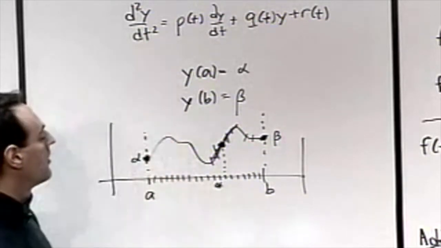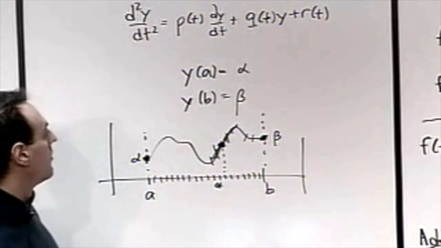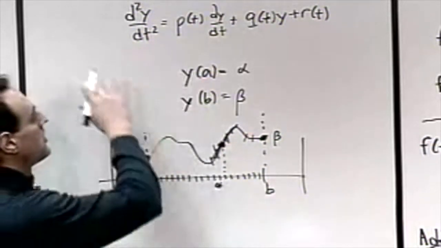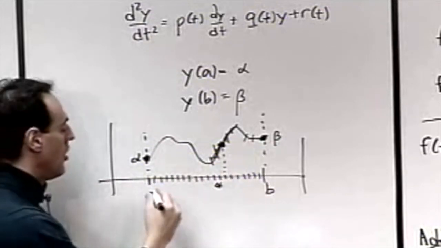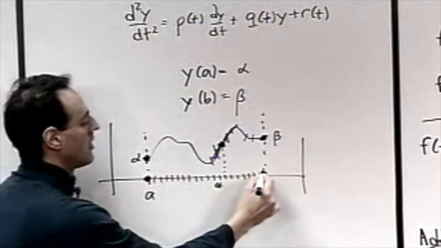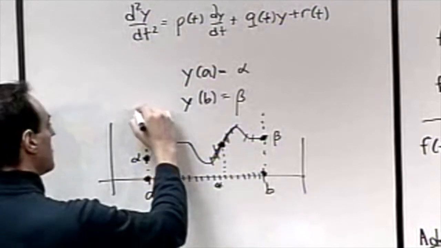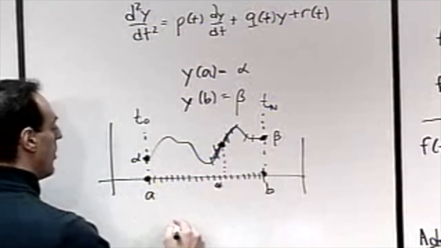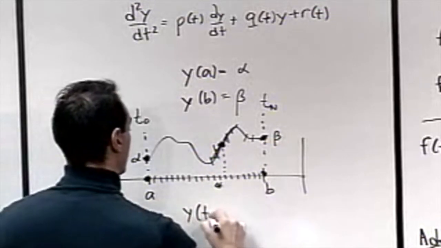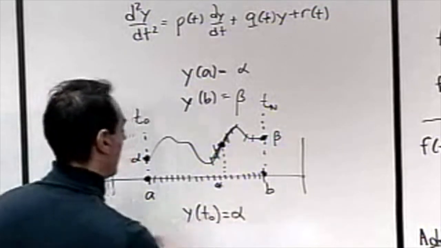Okay, so now let's plug it into here and solve. We're going to first of all discretize this whole thing into a bunch of points. The nice thing is we already know, because of the boundary conditions, that if I start off here, this is going to be t0, and this is going to be my last point, t of n. We already know that y at t of 0 is equal to alpha.